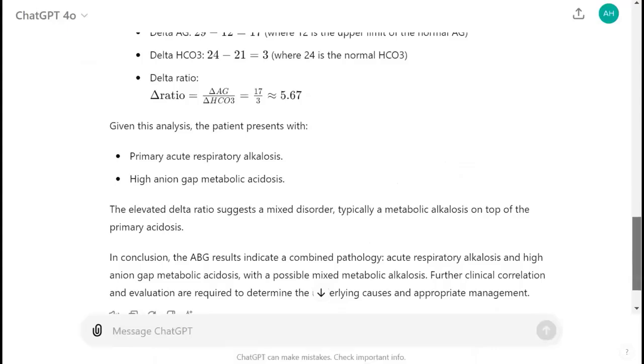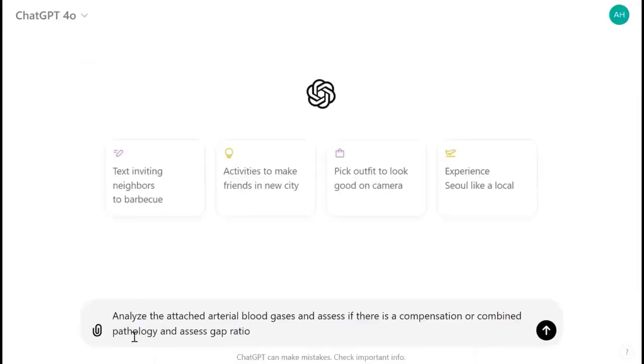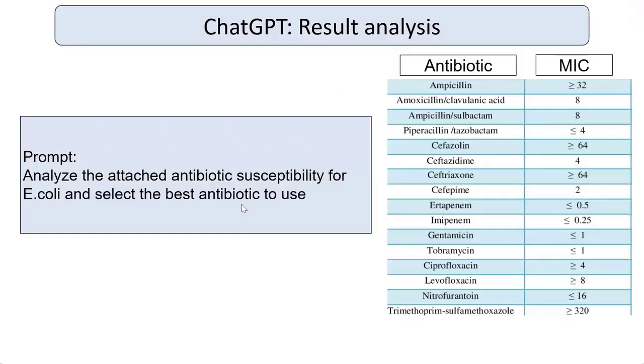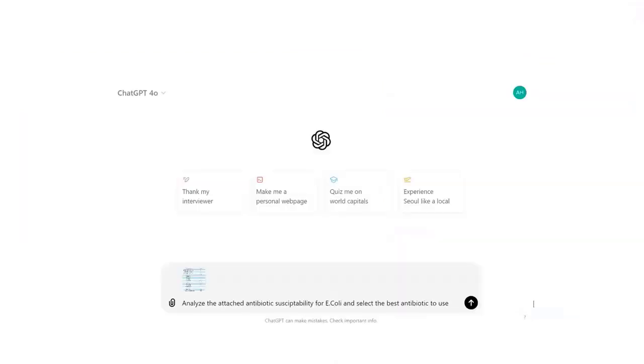Another example of how ChatGPT can read results. We see this type of table that has some antibiotics and the culture sensitivity for E. coli, and here is the MIC for each antibiotic. We start by asking ChatGPT, can you analyze the attached antibiotic susceptibility for the E. coli and select the best antibiotic to use? It is some sort of culture sensitivity with MIC, the minimum inhibitory concentration, and we ask ChatGPT to analyze these results.